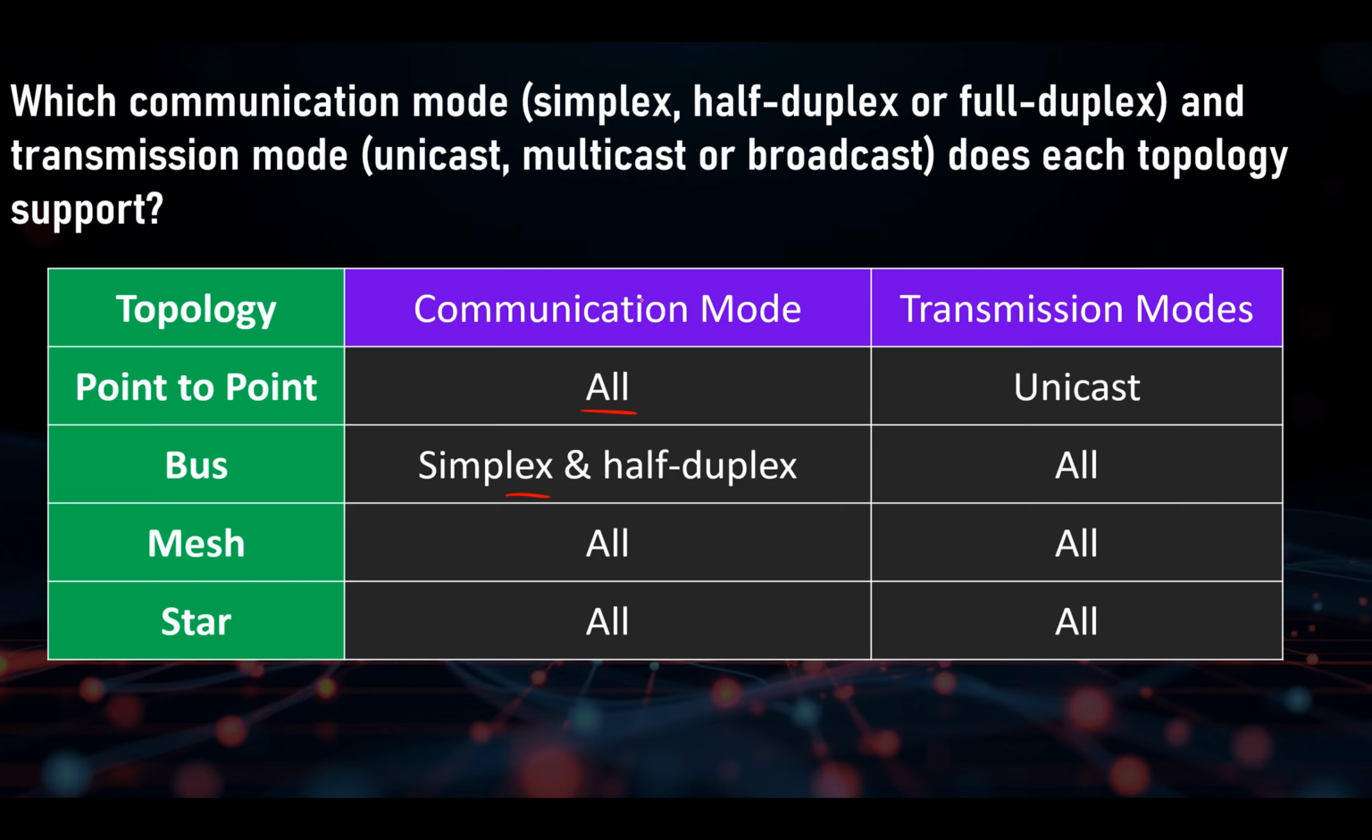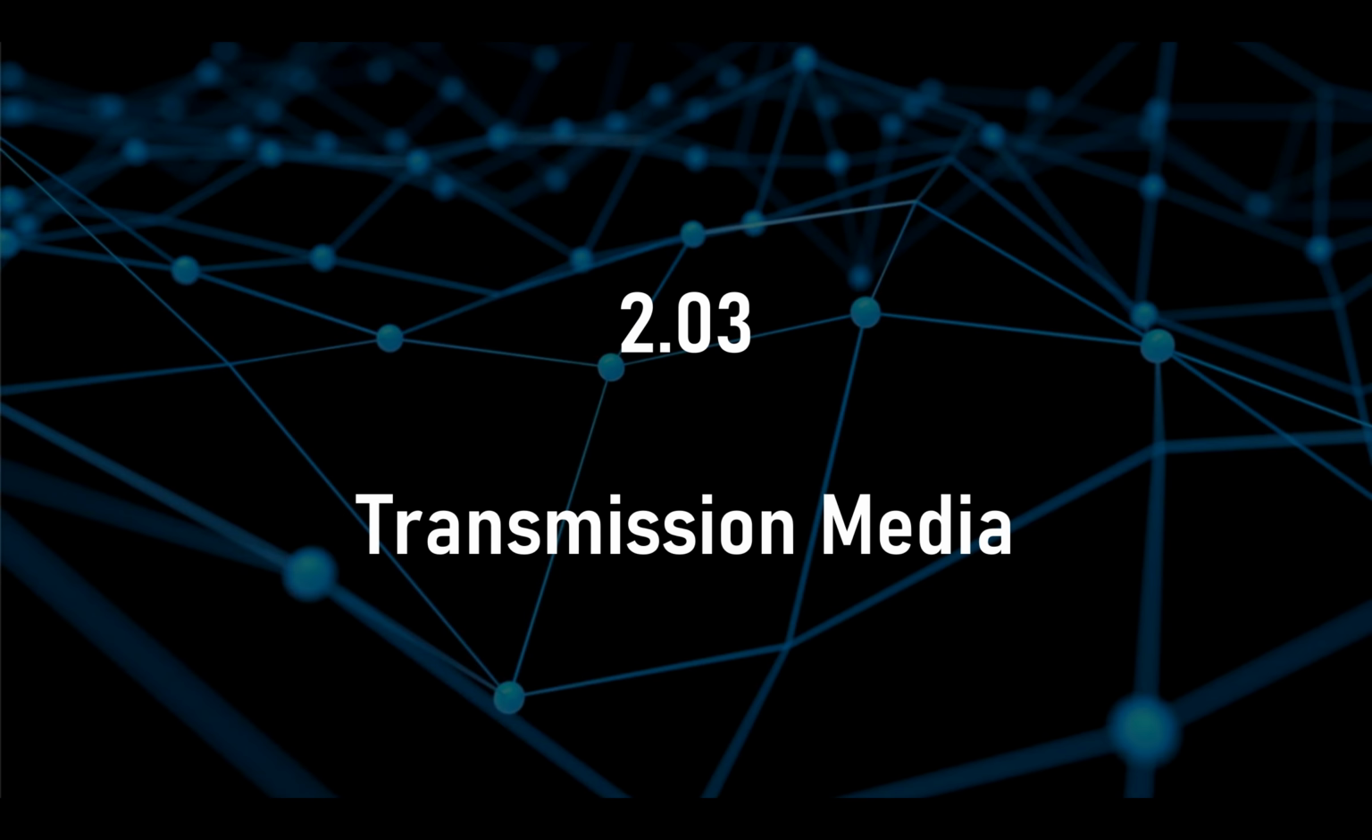If you think about that, as mentioned, we can't have 2 devices sending on the bus at the same time, otherwise you're going to get a collision when they meet in the middle. Then if we look at the transmission modes, they're all going to support all of them except point-to-point, which is only unicast. And of course, point-to-point is only unicast just because you only have 2 devices. Therefore you can't have multicast, you can't have broadcast, since there are only 2 devices to communicate.